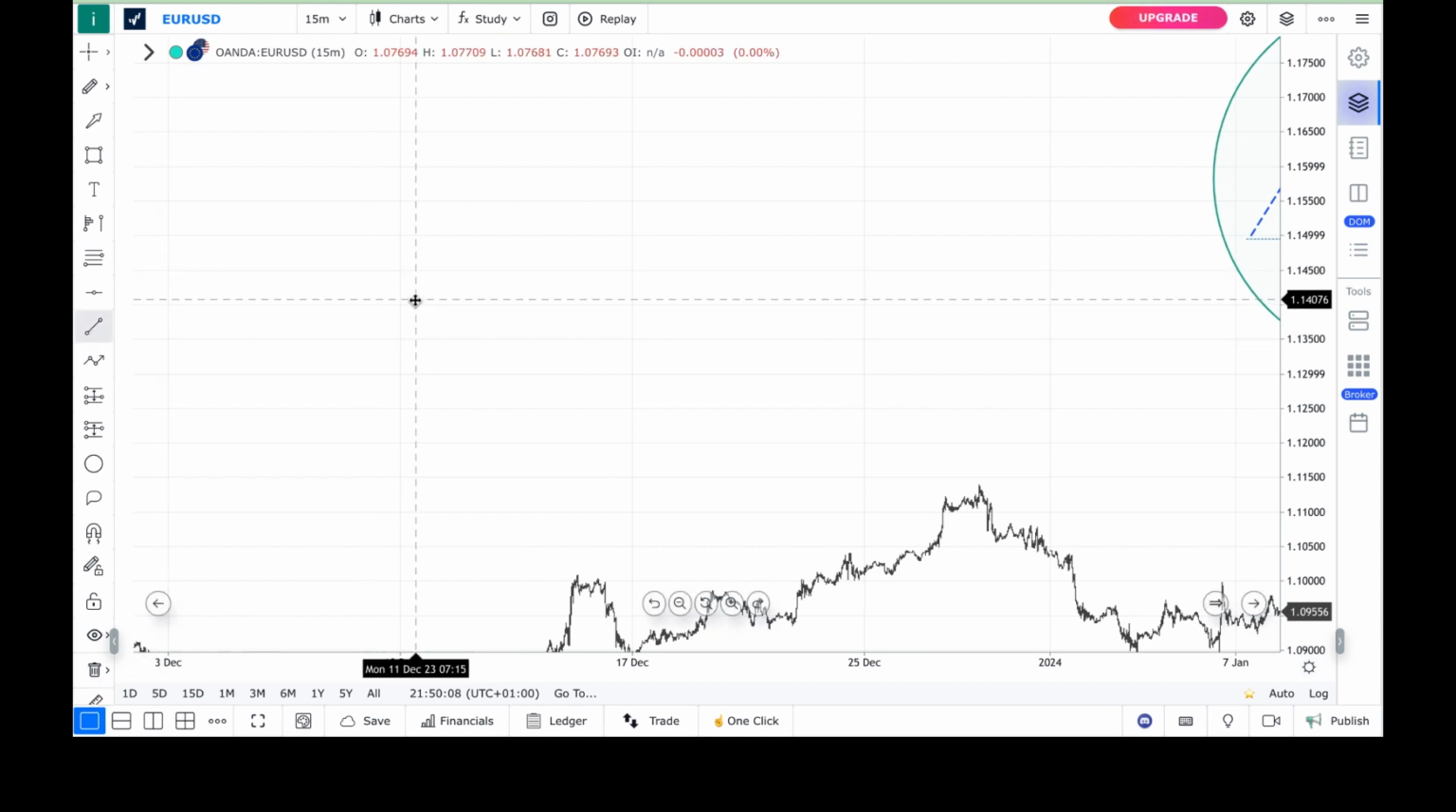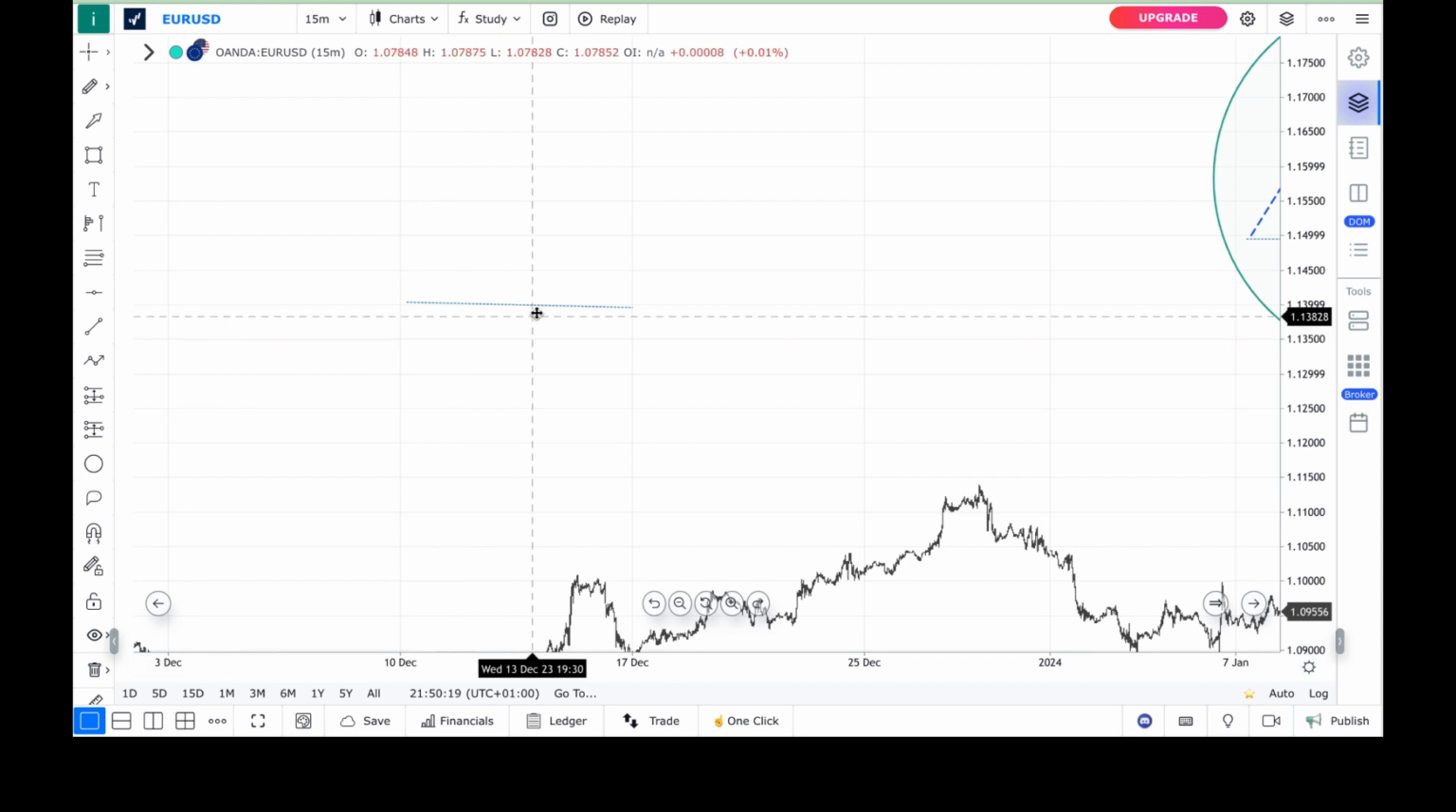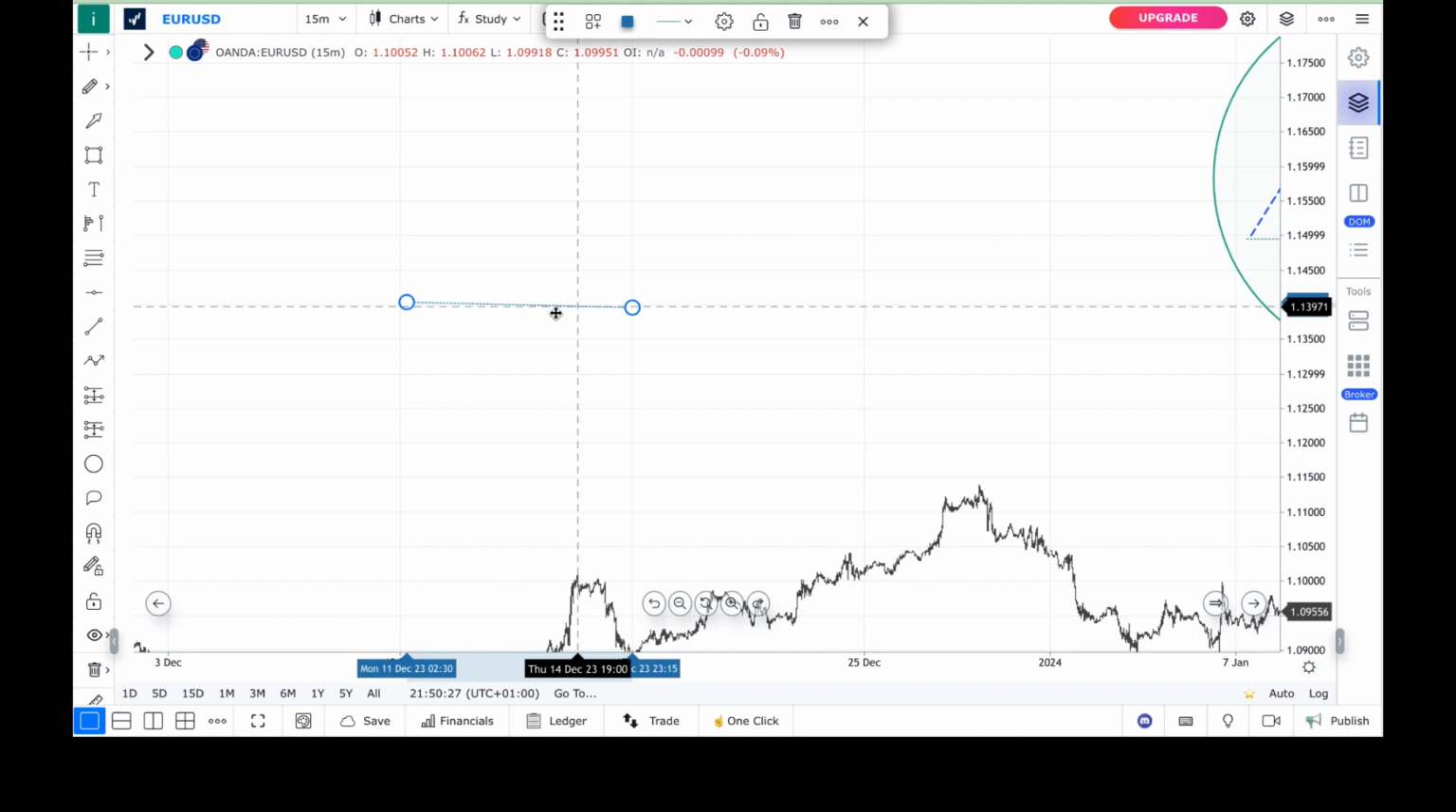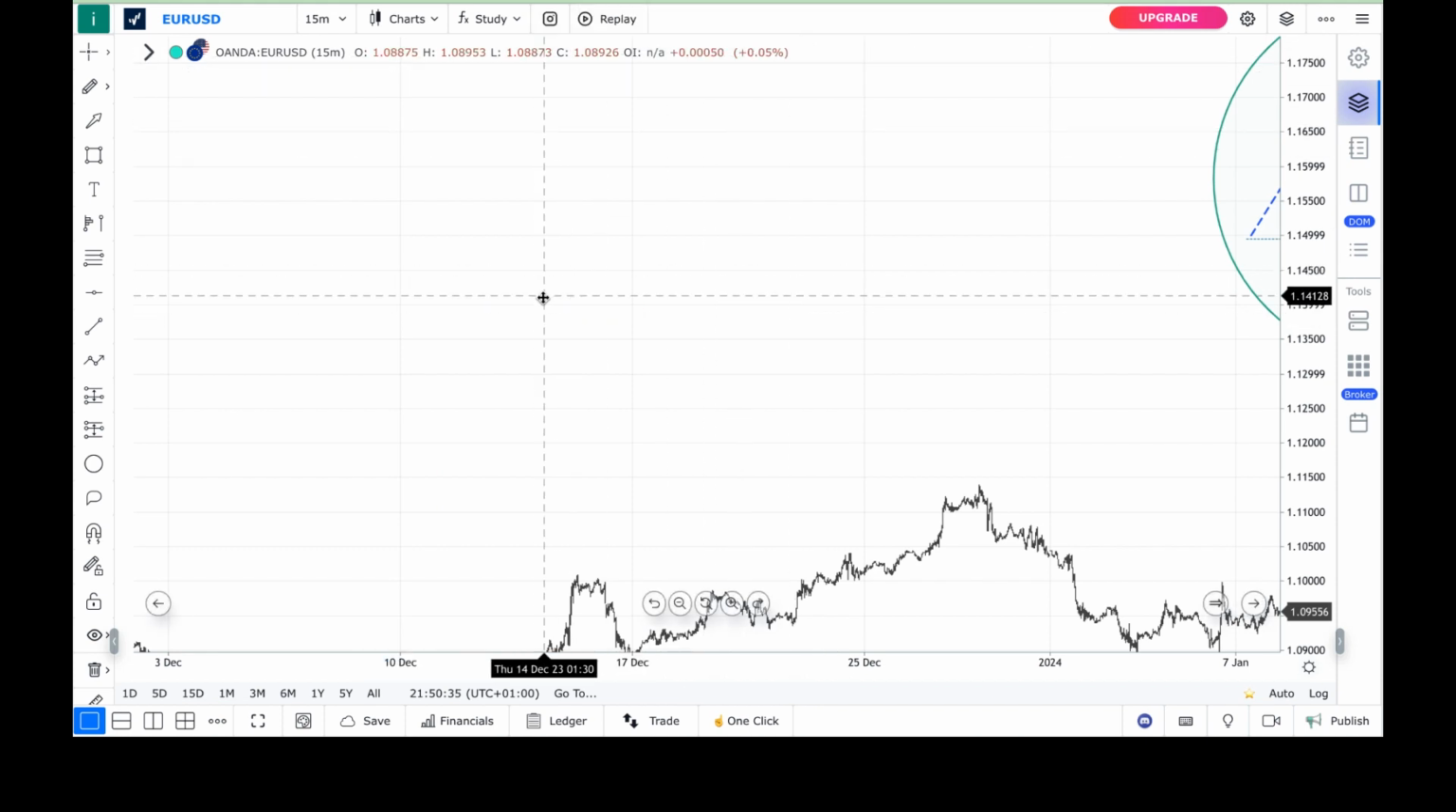So let's say maybe the price is at 1.14024. When we call here a liquidity, it means there are people trying to buy from here. They have a lot of pending orders here that haven't been filled yet. So that's exactly the meaning of liquidity. It means people's money.